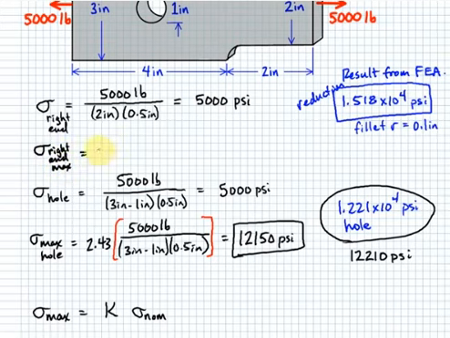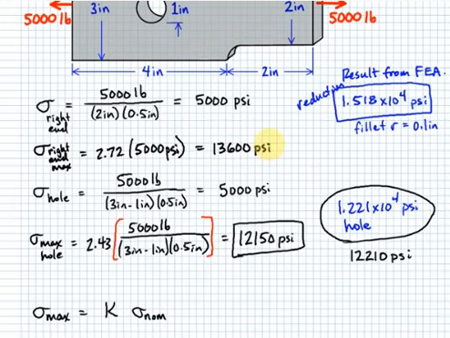That will be K, 2.72 times 5,000 psi. So what does that give us? $13,600. Okay, we wound up a little bit further off on that one, right?